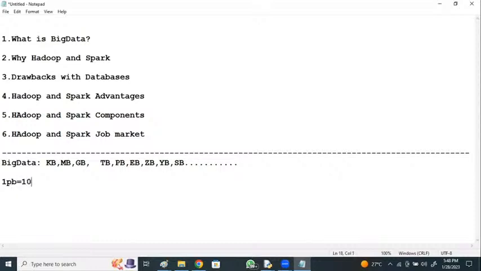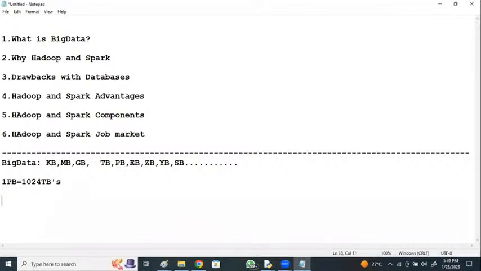1 petabyte equals 1024 TBs. Already 1 TB is a large storage unit, so 1024 TBs form a petabyte. Do you think petabytes or exabytes of data are getting generated in the current world? If so, what are examples of petabyte data generation?